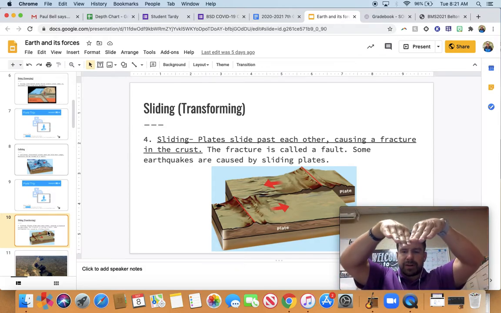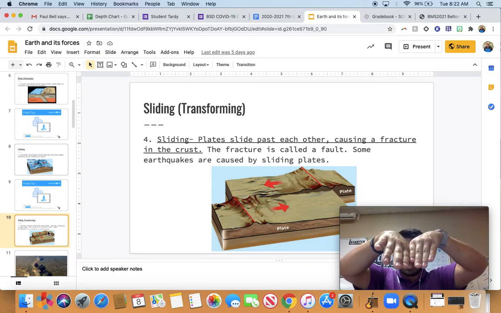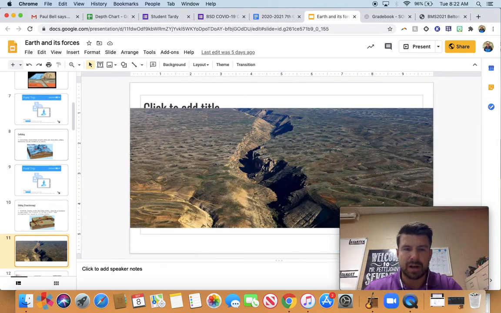These 2 plates are next to each other and they slide past each other. When they slide past each other, they're grinding next to each other. That's going to cause friction. It's going to create a fracture in the crust. This fracture in the crust can look like this. This is the San Andreas Fault. You may be familiar with it.